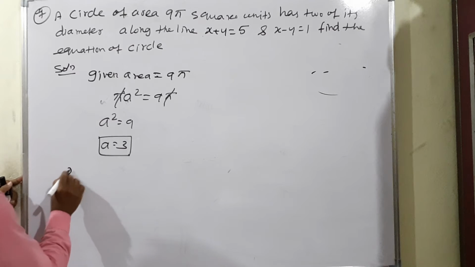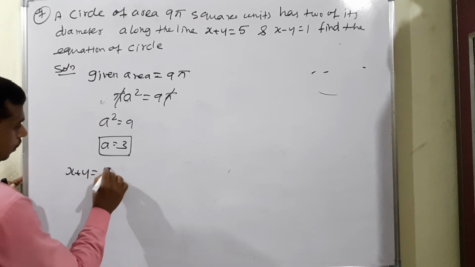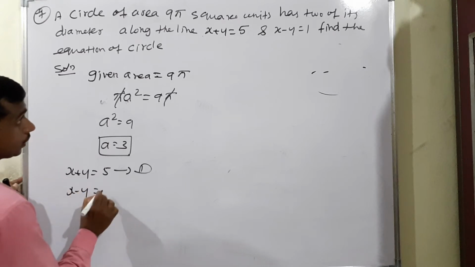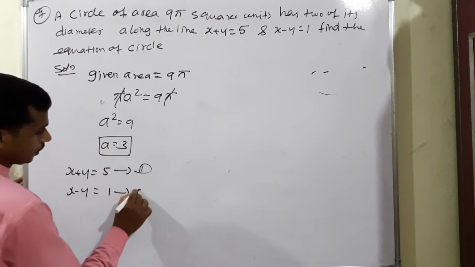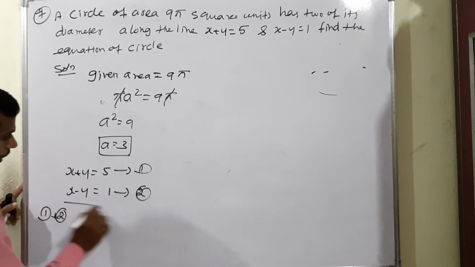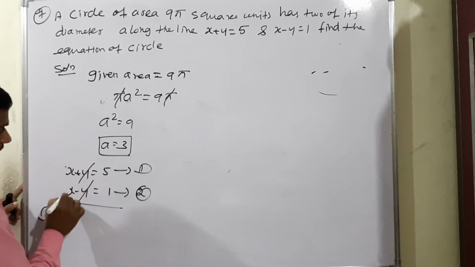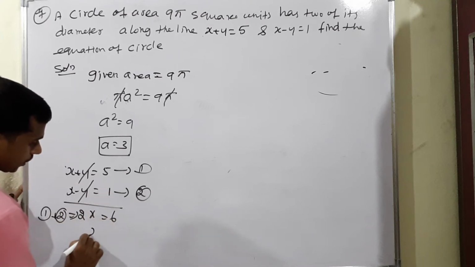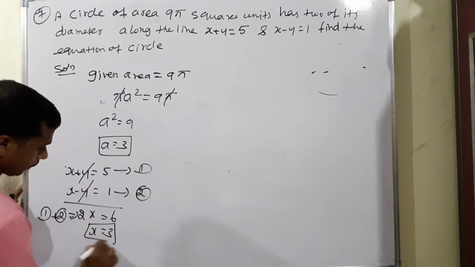First equation x plus y is equal to 5, consider it as equation number 1. Second equation x minus y is equal to positive 1, considered as equation number 2. Equation 1 plus 2, what will happen? Plus y minus y cancels. x plus x means 2x is equal to 5 plus 1 is equal to 6. Therefore, x is equal to 3.